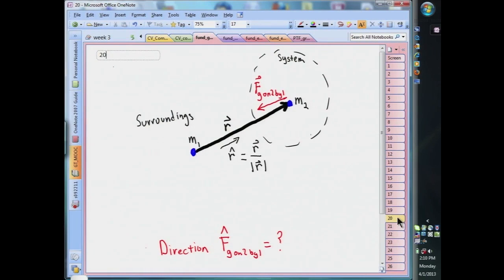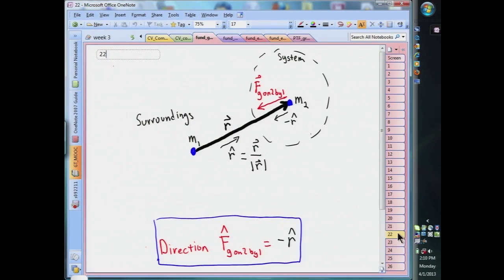Now, we know how to create a unit vector, r hat, which just specifies a direction, pointing from the source of the force toward the system. If we multiply r hat by -1, then we get a flipped version. This flipped version points from the system toward the source of the attractive force. Just the direction we need to specify the direction of the gravitational force on m2 by m1.